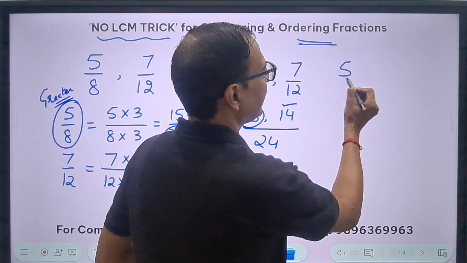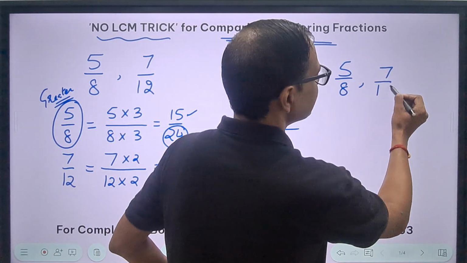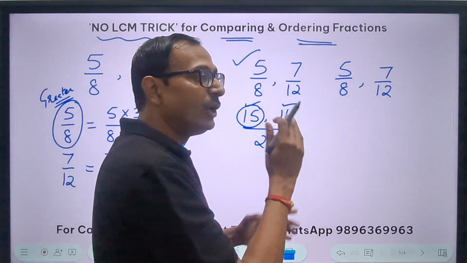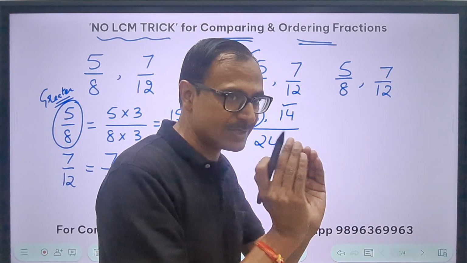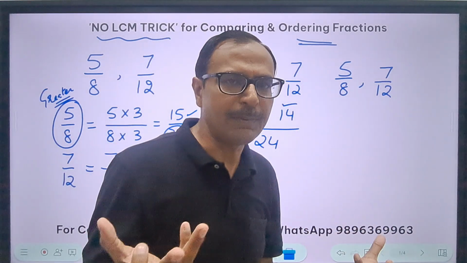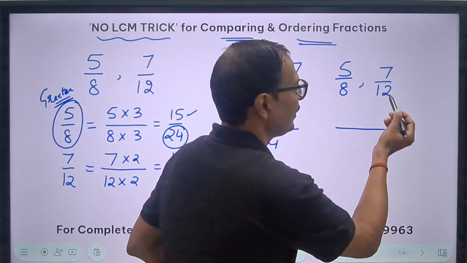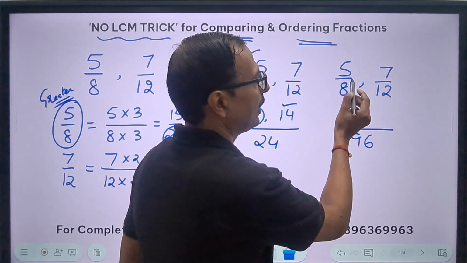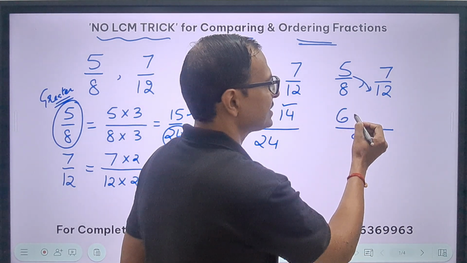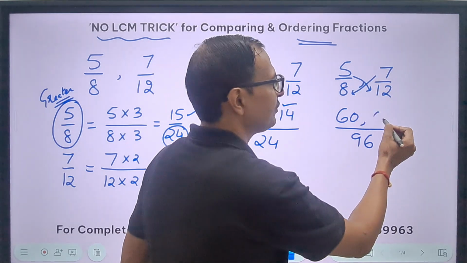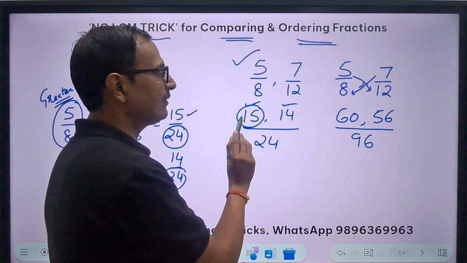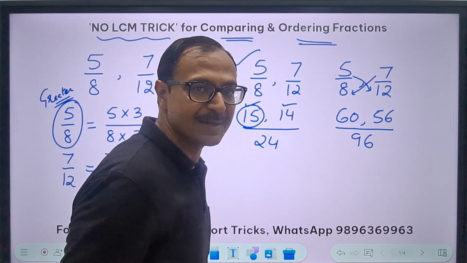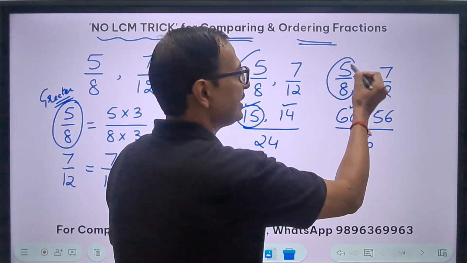For 5 by 8 and 7 by 12, I will just do the cross multiplication. So if I don't take the lowest common multiple, I will just take a multiple. Okay, so what will I do? 12 times 8, 96, right? And now I'll do 5 times 12 which is 60 and 7 times 8 which is 56, and still you see just like 15 was greater than 14, here also 60 is greater than 56, and so 5 by 8 is the greater fraction.